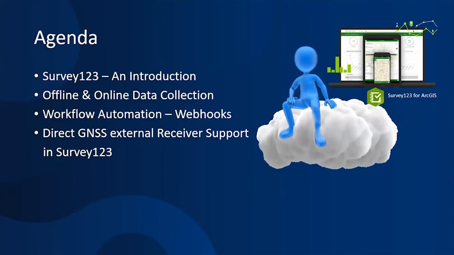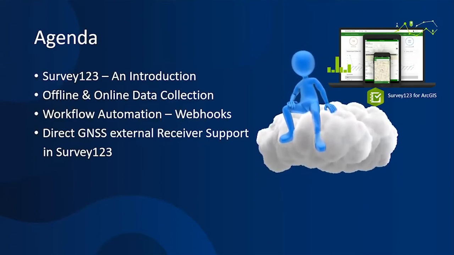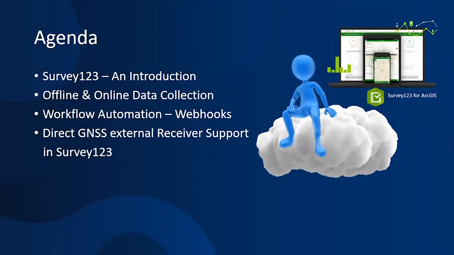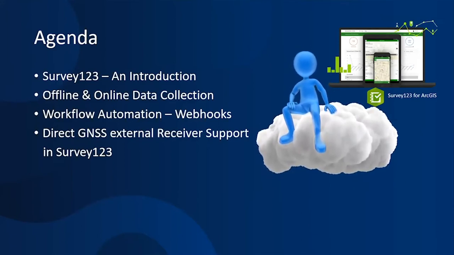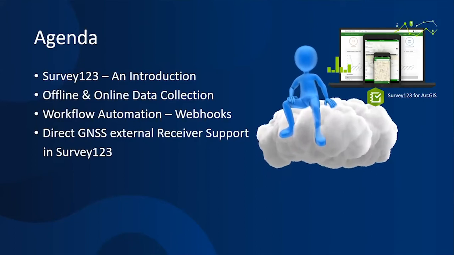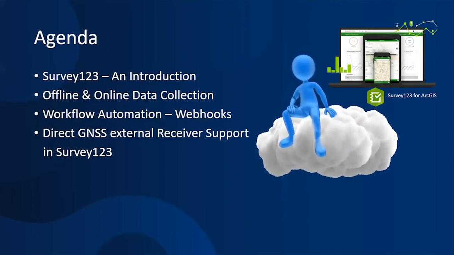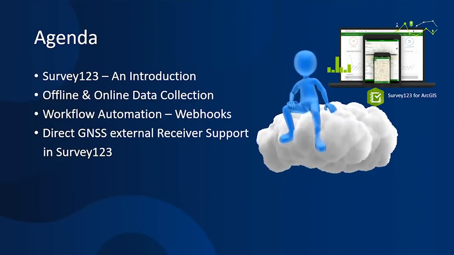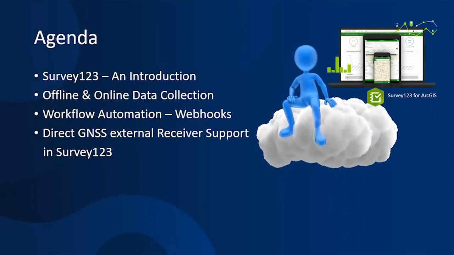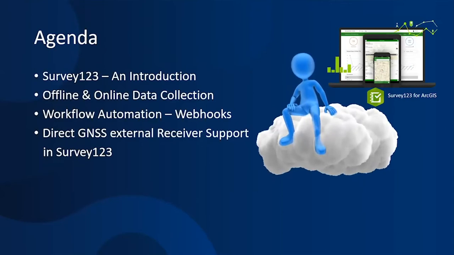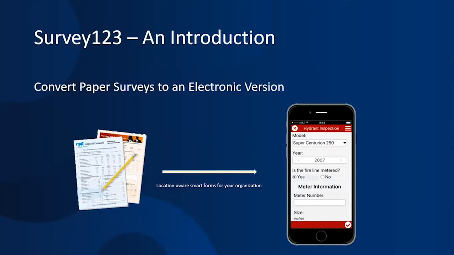The third section emphasizes the integration of Survey 123 with other applications through webhooks, and we will see the workflow automation functionality, which, I believe, most of the users look for. And lastly, I will show you how direct GNSS external receiver support in Survey 123 improves the location accuracy. So these are the 4 sections which we will go through together. We will start with the introduction of Survey 123.